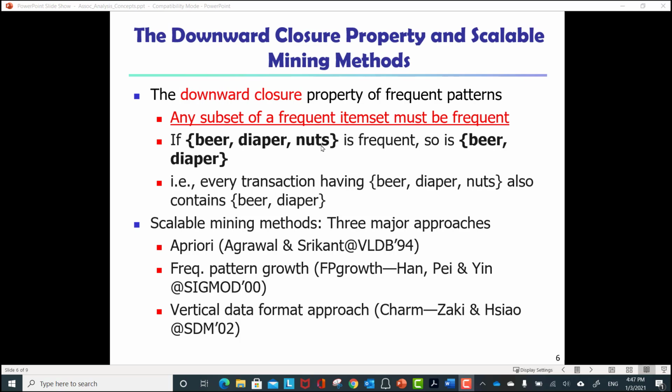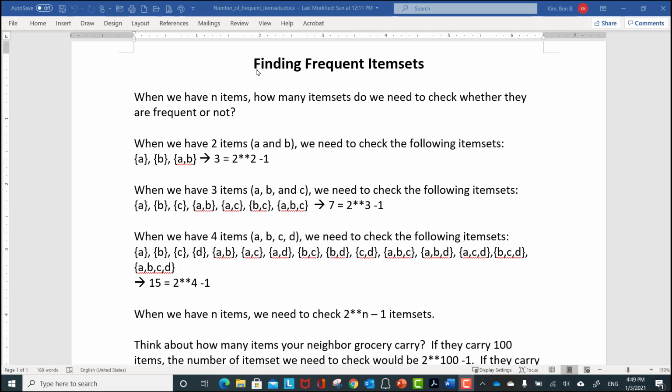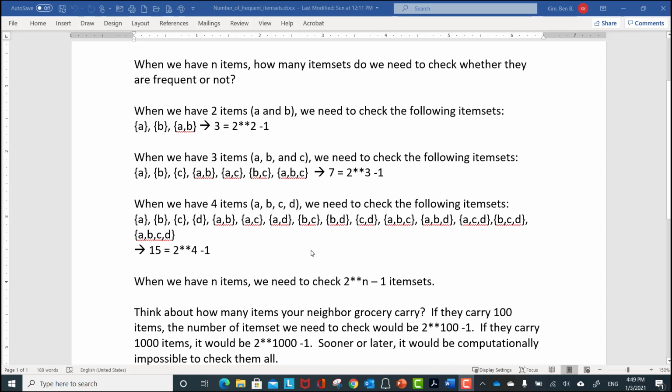Okay, so let me show you the examples. Let's look at this previous discussion about finding frequent item sets. Remember, the main problem of generating all those possible item sets is that it can be computationally impossible to check.